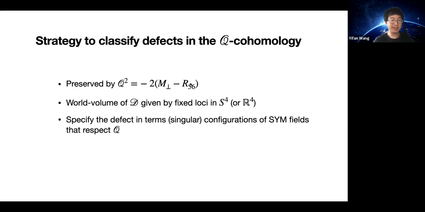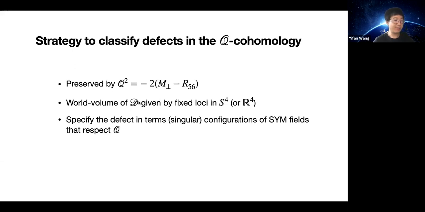In that case, just to preserve Q squared, the defect has to lie along some loci in the 4D spacetime manifold, which are fixed by this Killing vector M perp. So this gives some constraints on what kind of submanifolds of R4 or S4 that this defect can wrap.